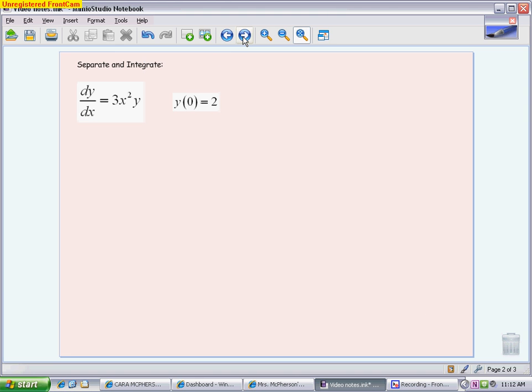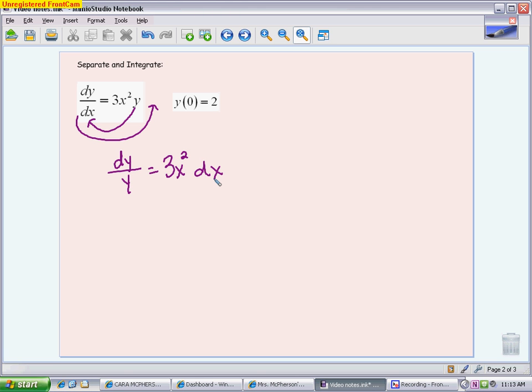Now we're going to switch a little bit to ones that we can't integrate immediately. We have ones where we talked about how your x's and y's are kind of jumbled up. When you see dy dx, if it's easy, what that means is everything is in terms of x, and that's not what you have with this one. So we have to do a little maneuvering to get it in the correct form to integrate. I'm going to divide this side by y, and I'm going to multiply this side by dx. So I get dy over y equals 3x squared dx.